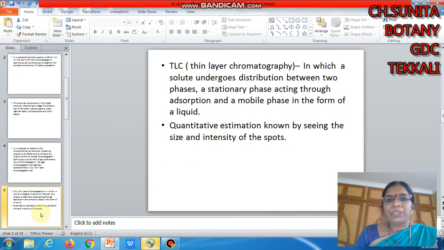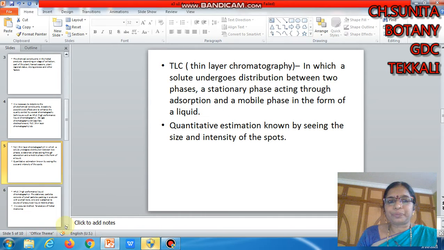So the first one, thin layer chromatography. What is thin layer chromatography? In it, a solute undergoes a distribution between two phases. What are the two phases? The stationary phase acting through adsorption and the mobile phase in the form of a liquid. In this way, we can identify the quality of the drug. The quantity is estimated by seeing the size and intensity of the spots. Some spots will appear on the thin layer, and that can give the quantity and the quality of the drug.